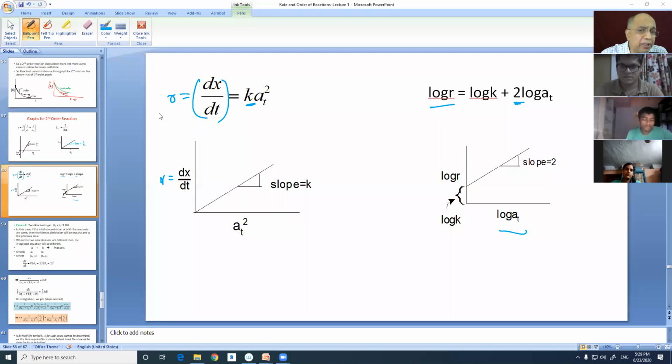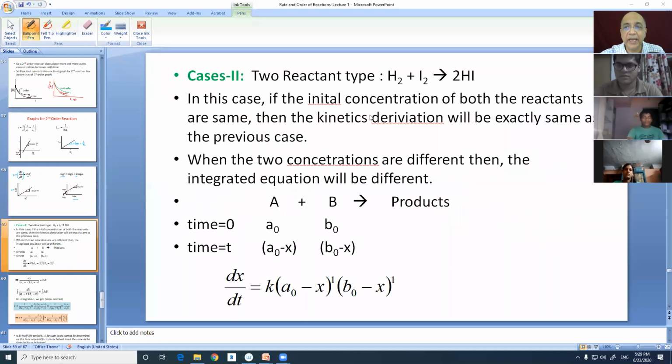We only operated log on both the sides. Log r is equal to log k plus 2 log At, and for the graph, this is the y coordinate, this is the x coordinate. y is equal to mx plus c, where c is log k. And this is interesting.